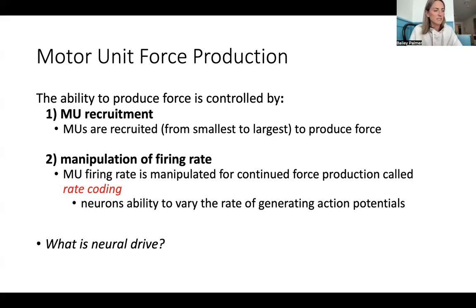So what this means is basically just they are able to activate all of their muscles and produce a lot of force during a certain event. So it's the combined motor unit recruitment and manipulation of firing rate. So write that down, those two together. So what's neural drive? It's motor unit recruitment and firing rate.